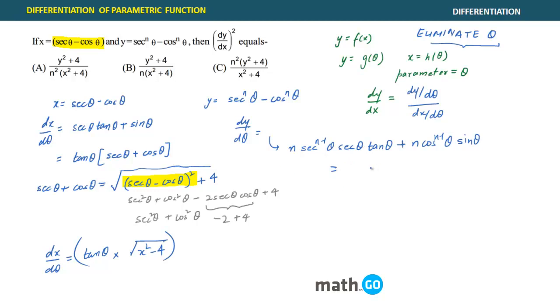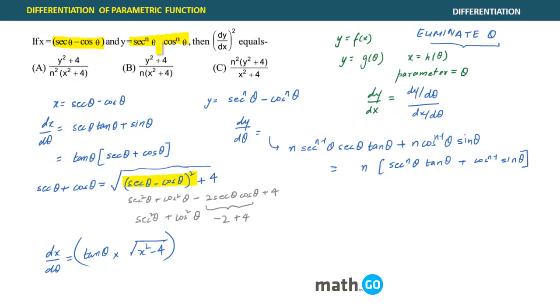Okay, so immediately everybody would say, sir, n could be taken common, and if I start doing clubbing, it will become secant n theta tan theta, and this will be cos n minus 1 sin theta. Okay, clear? So again think on the same terms as we did here. You want to make y over here. So for y, what is the y? Yes, this is the value of y.